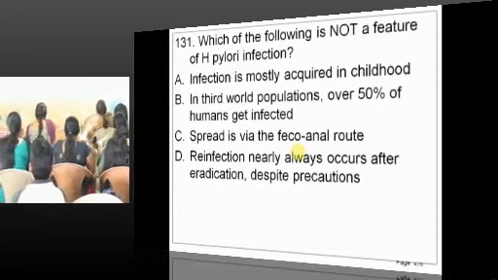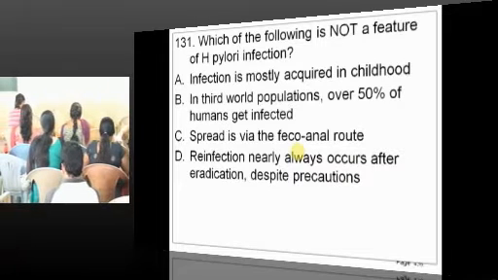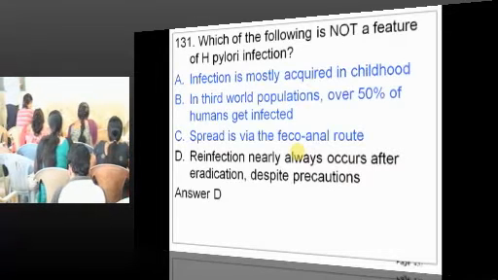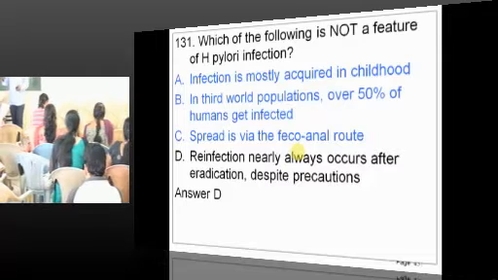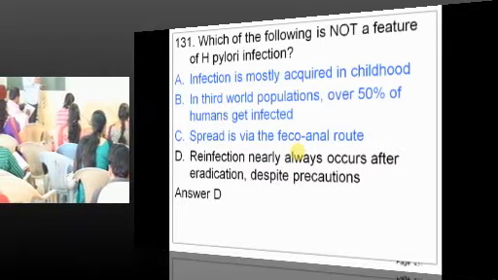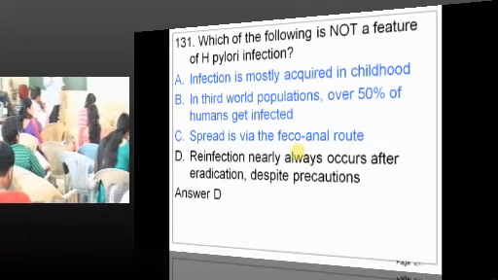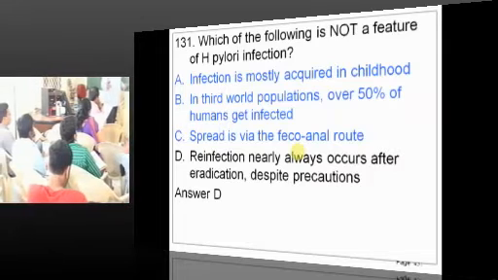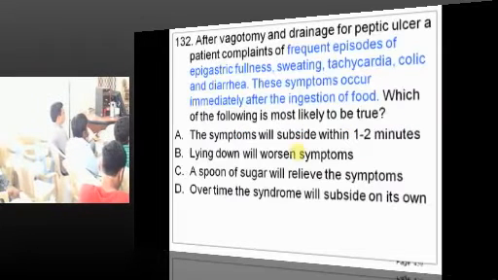Which is not a feature of H. pylori, doctor? D. After eradication, reinfection will not occur generally. That's an important point.